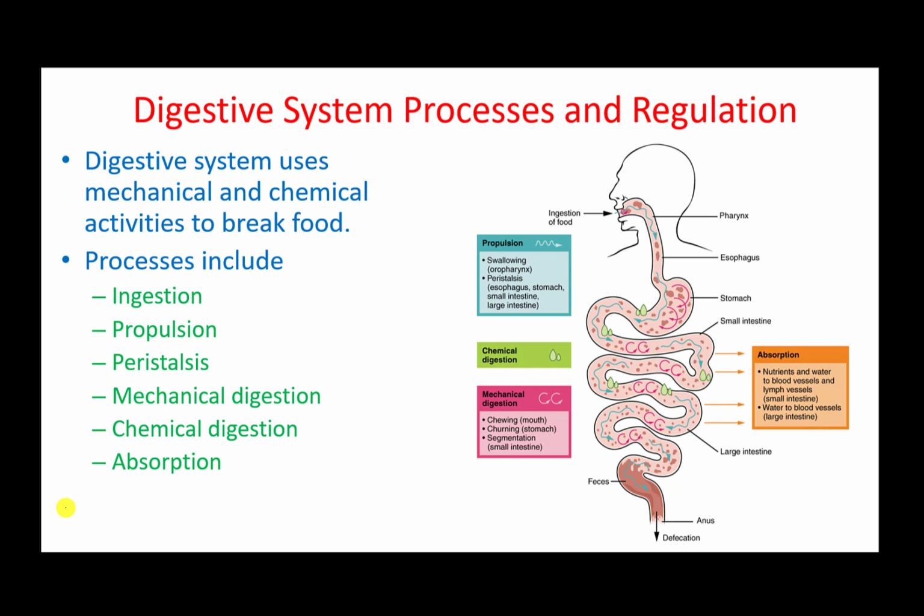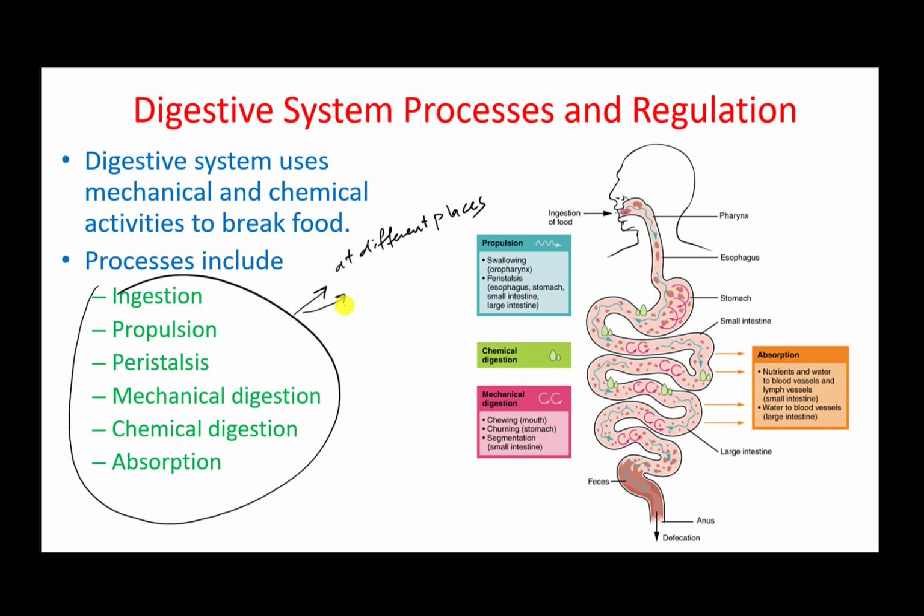For the digestive processes, we need to understand that digestion is a mix of different processes, and these processes are happening at different places. They can be happening at different times or the same place and same time. These processes, we can categorize them in 6 major steps.